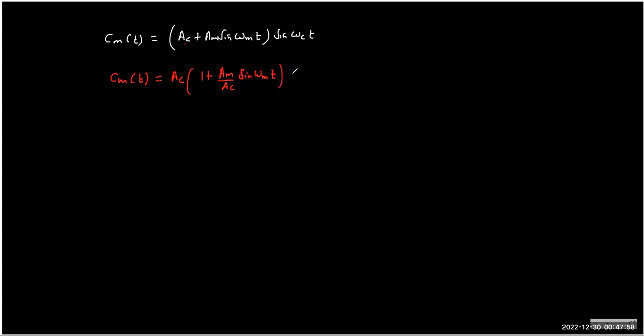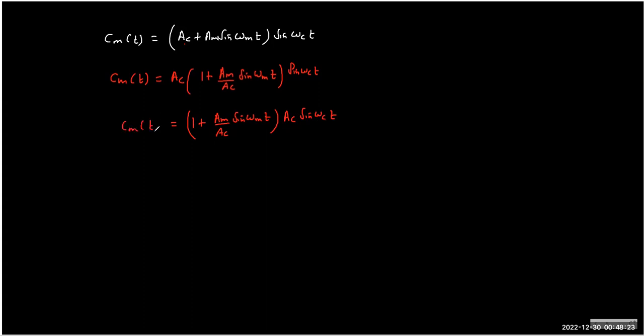So we have the modulated signal c(t) equals AC plus AM sine omega m t, into sine omega c t. I hope this is clear. So what next are we going to do? We are going to take AC common. If I take AC common, what I'll get is 1 plus AM by AC sine omega m t, and then AC into sine omega c t. So we wanted to keep this as the actual formula of the carrier.